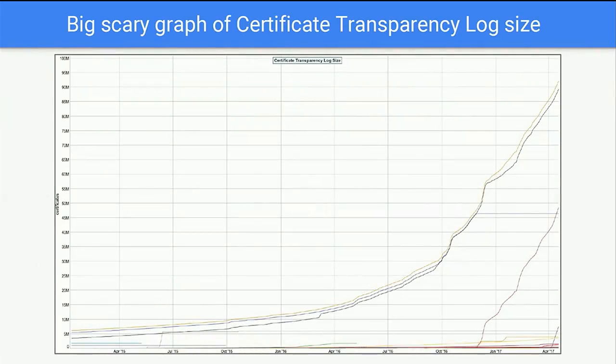This is a graph of certificate transparency log sizes. It starts about 2 years ago, where the largest logs were roughly 5 million certificates in size, and goes all the way to today, where we're looking at 90, 95, 100 million certificates within one log. And in between those two times is this big, scary growth curve. So what are we going to do about this?